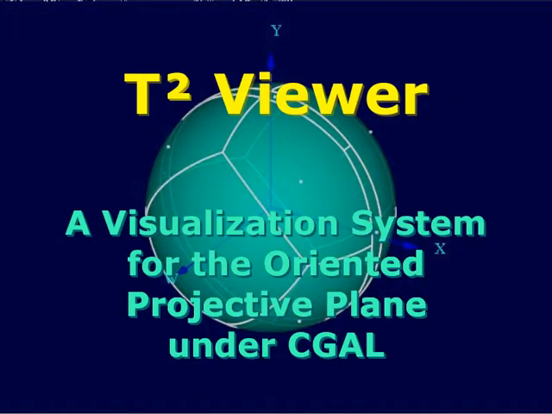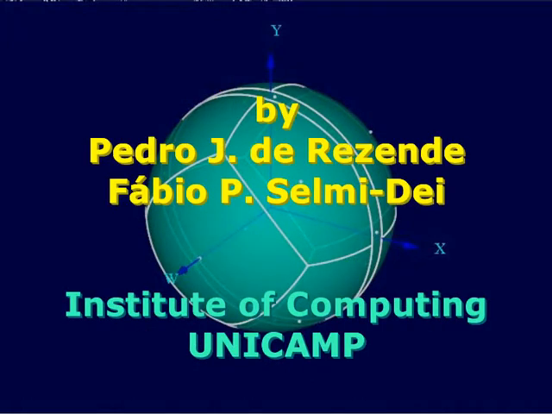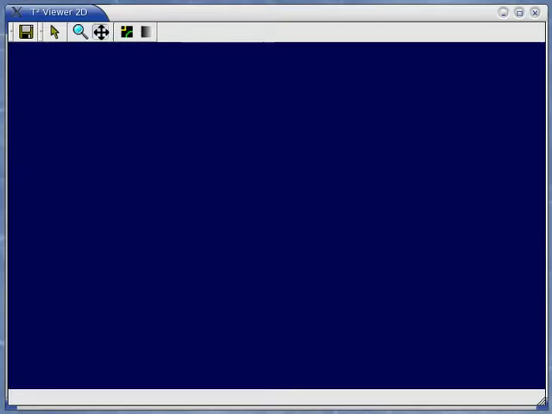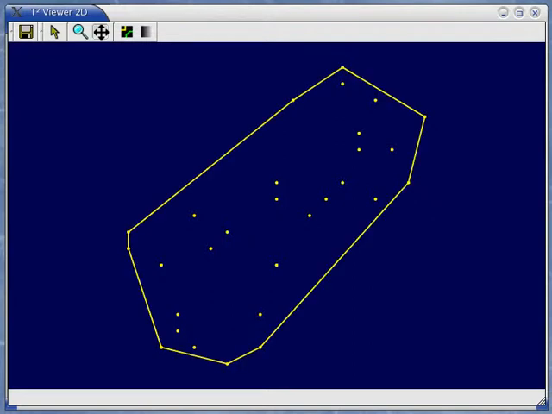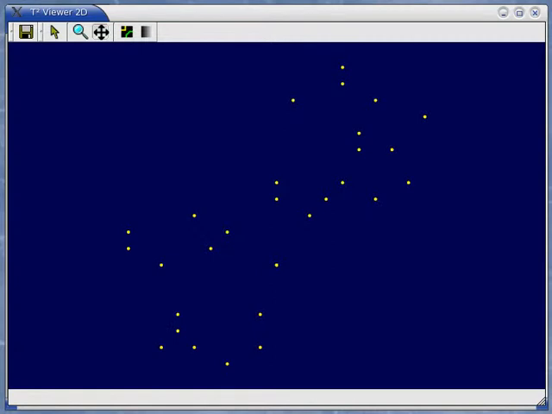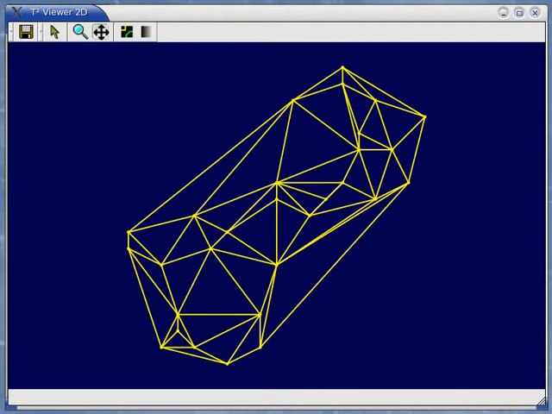T2Viewer, a visualization system for the oriented projective plane implemented under CGAL. CGAL is a library of computational geometry algorithms developed by a consortium of universities. At Unicamp, CGAL has been extended in order to allow for the implementation of geometric algorithms in the oriented projective plane, henceforth referred to as T2.